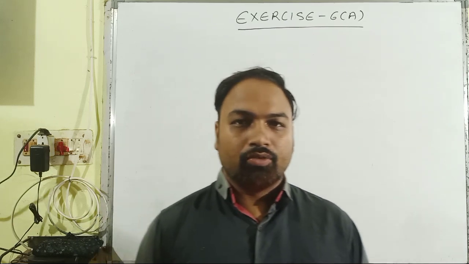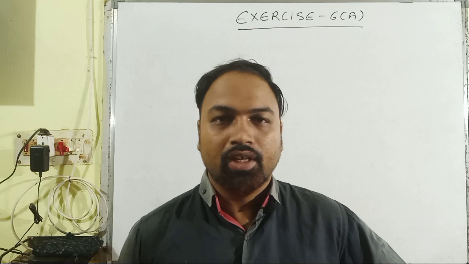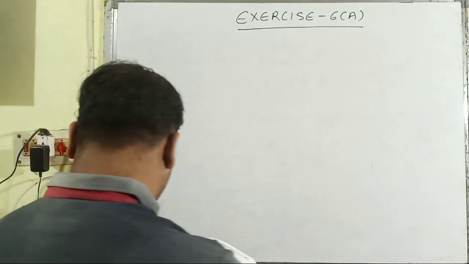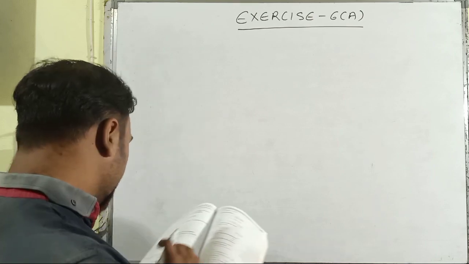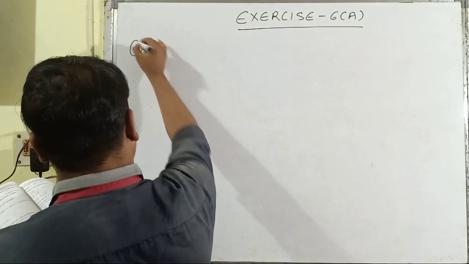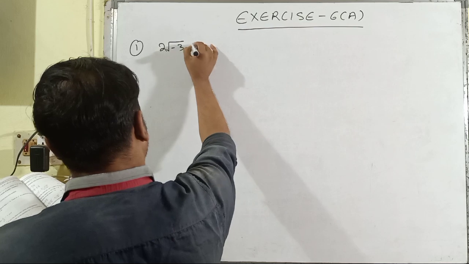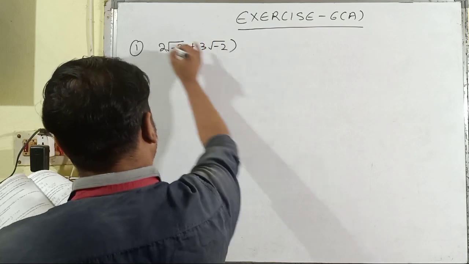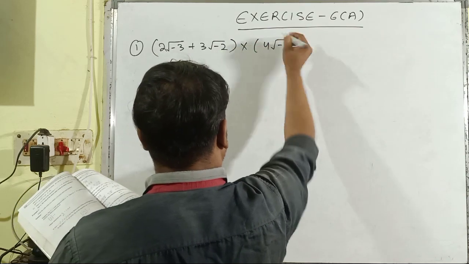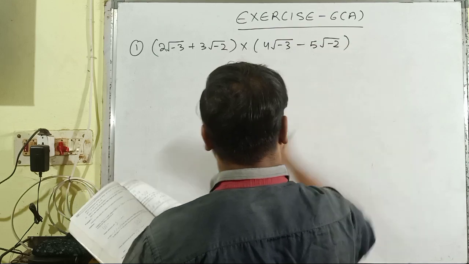In this particular session, we are going to discuss some of the problems of the first exercise of complex number, that means exercise 6A. So let us discuss the problem from number 1. We have to multiply two given numbers: 2 square root of minus 3 plus 3 square root of minus 2, and we have to multiply it by 4 square root of minus 3 minus 5 square root of minus 2.